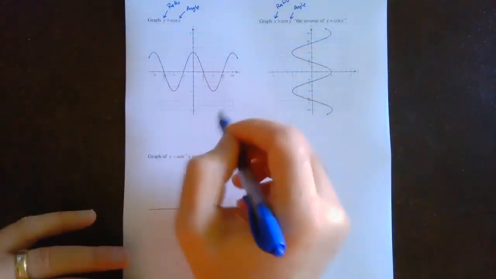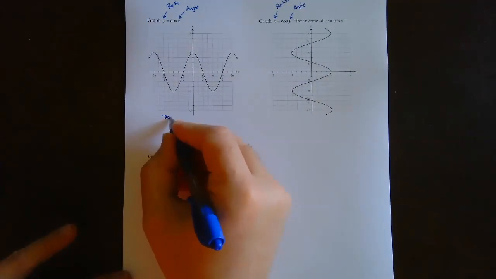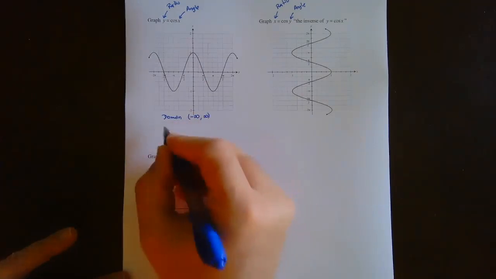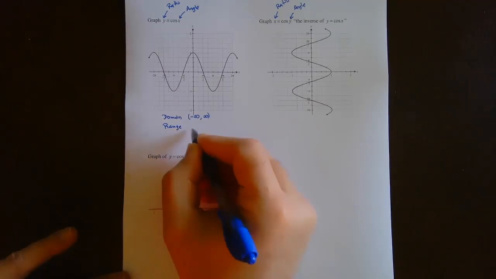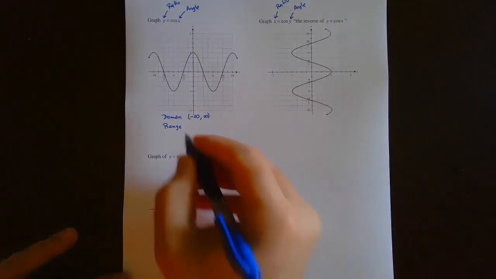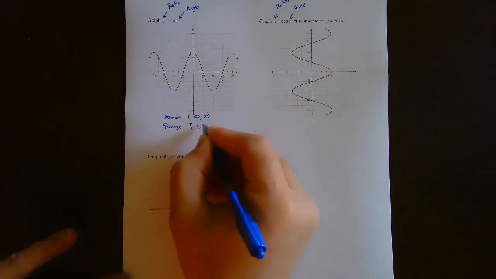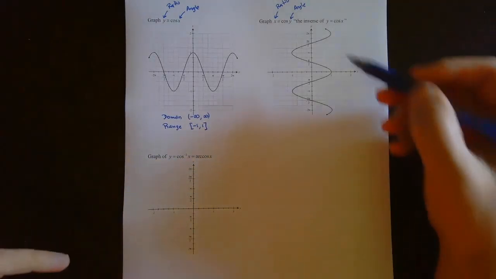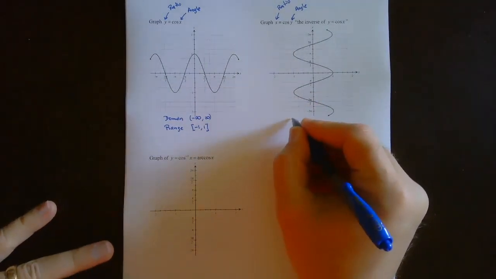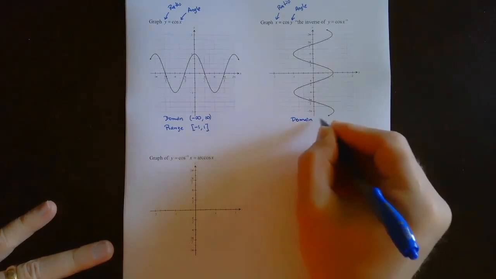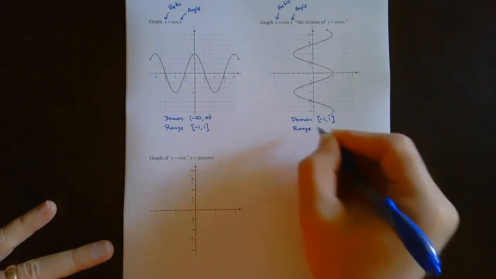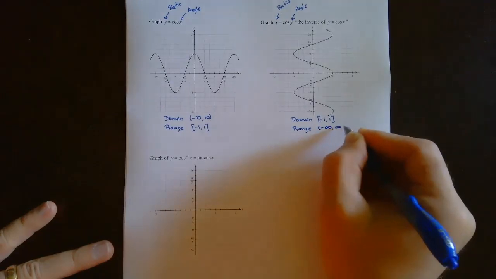For y equals cosine x, the domain would be negative infinity to positive infinity. And the range: the smallest ratio we can get is -1, and the biggest the ratio could be is +1. So the range is -1 to 1. Over here, they're going to flip-flop. So now the domain is going to be -1 to 1, and the range is going to be negative infinity to positive infinity.